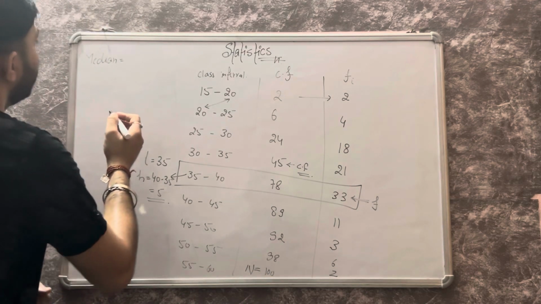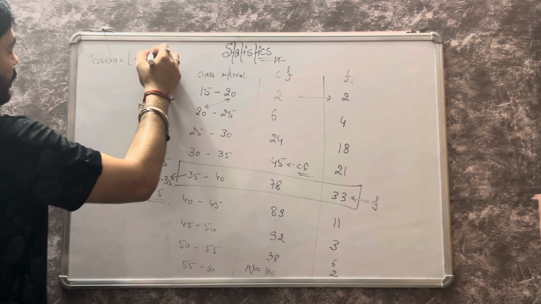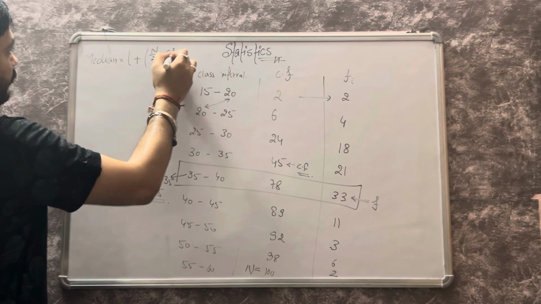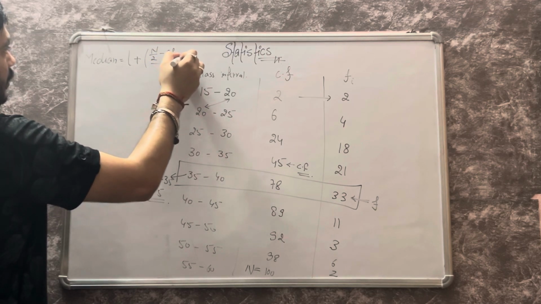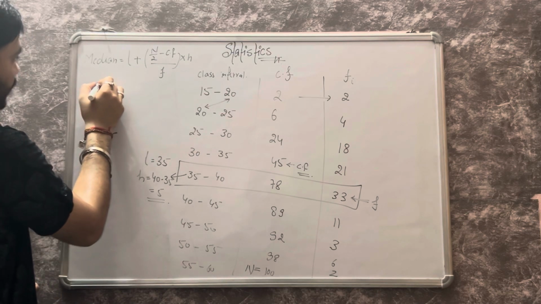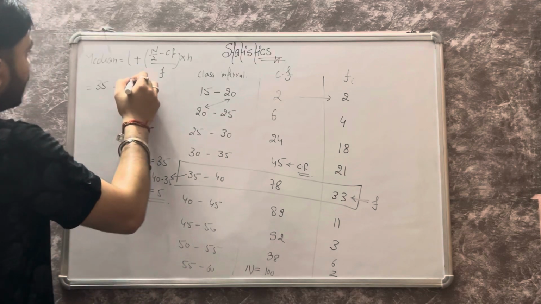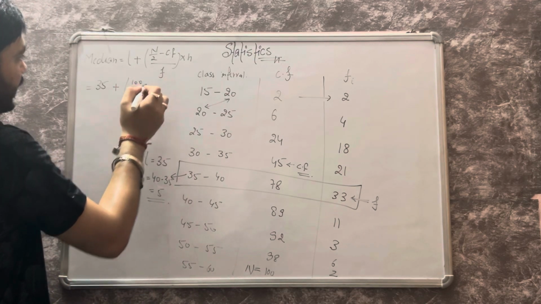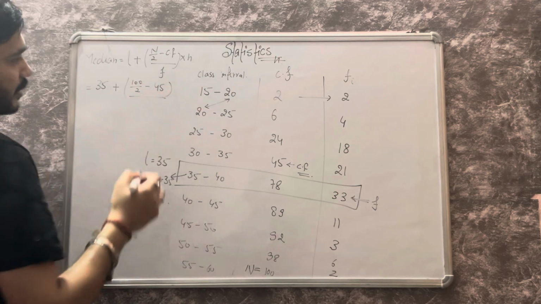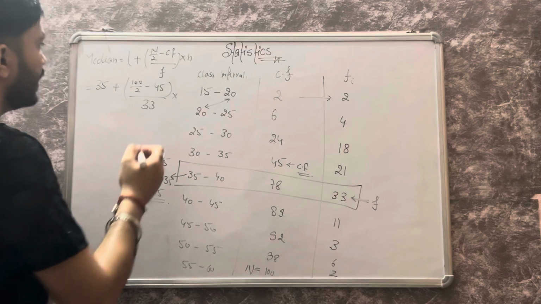So let us apply the formula, that is L plus n by 2 minus cumulative frequency divided by f into h. L of ours is 35 plus n by 2, that is 100 by 2, minus cumulative frequency that we have found is 45. The f that we have found is 33. Multiply, what is the value of h we have found? 5.